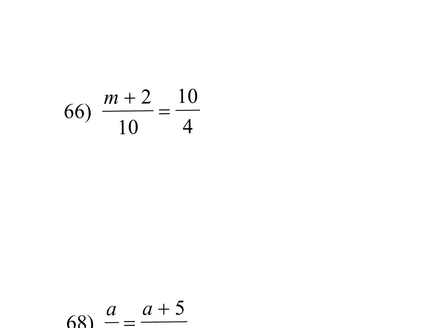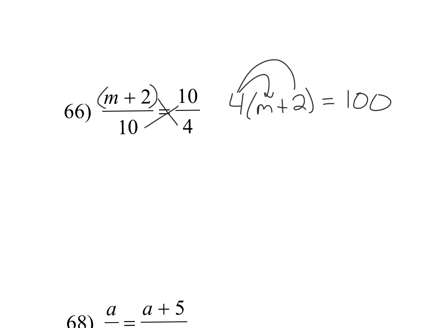On 66, it might look a little different. What do we have to be careful with? We have to be careful with that m plus 2. Put that in parentheses right away. Still cross multiplying. So we take 4 times m plus 2, keep that in parentheses. And then we have equals 10 times 10, 100. Now, next step to solve is what? Distribute. So we have 4m plus 8 equals 100.